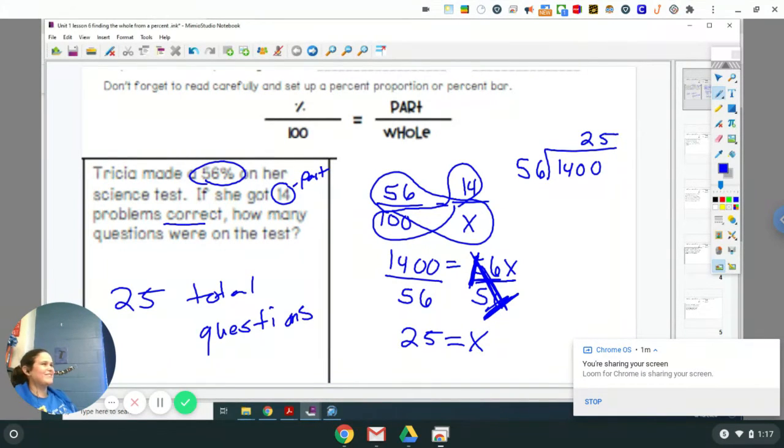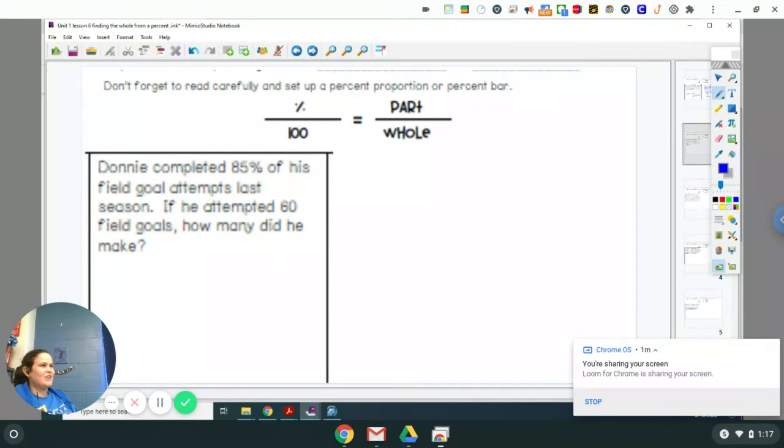Okay, let's try another one. Okay, Donnie completed 85% of his field goal attempts last season. If he attempted 60 field goals, how many did he make? Okay, in this case, 60 is your whole, because that's how many in total he did. You're trying to figure out how many he made. So you're trying to find the part. So you have 85% over 100 is equal to X over 60.